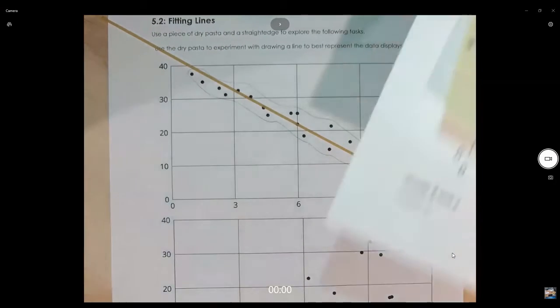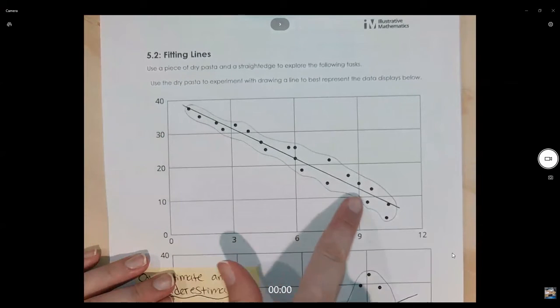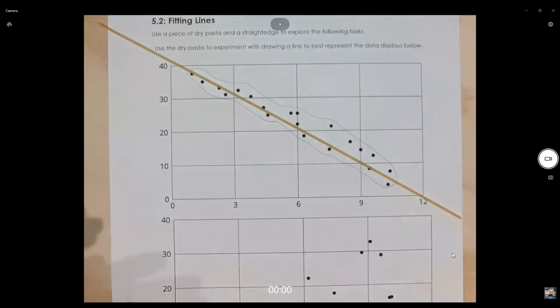And so I went ahead and drew my own over here. And you'll see that that's pretty much where I drew that line. And we call that a line of best fit because it best fits the data that we're given. Let's look at another example.